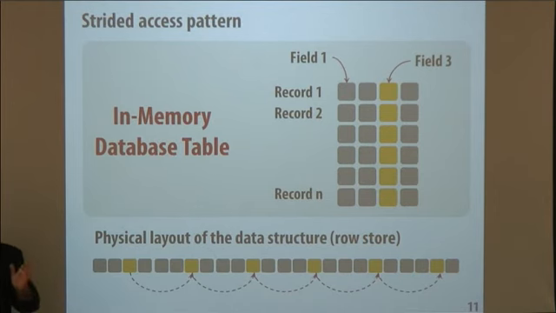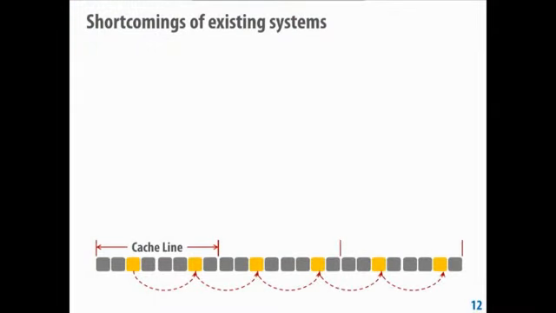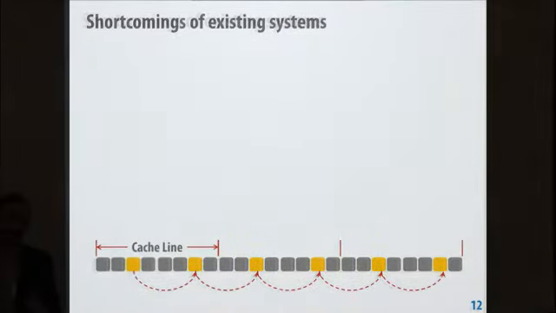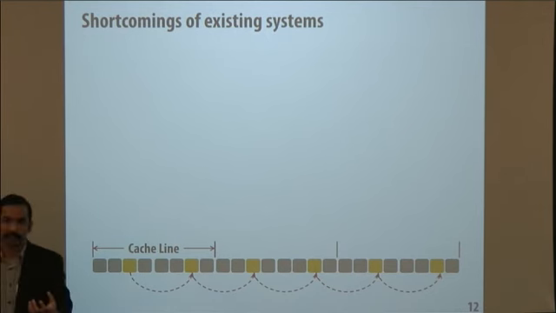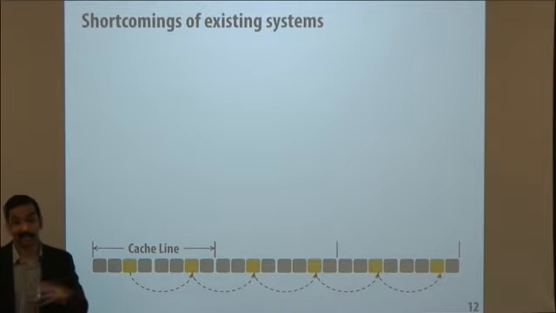Right? I'm not going to access values contiguously. Now, what is the problem with strided access patterns in existing systems? Like I mentioned, existing DRAM modules are optimized to access cache lines. So I'm annotating the values with the cache line boundaries here. And what happens in existing systems is whenever you access a particular value from within a cache line, the entire cache line is brought into the system.